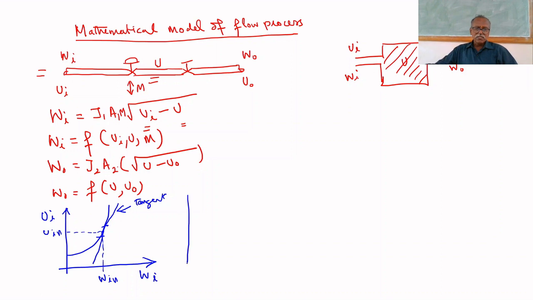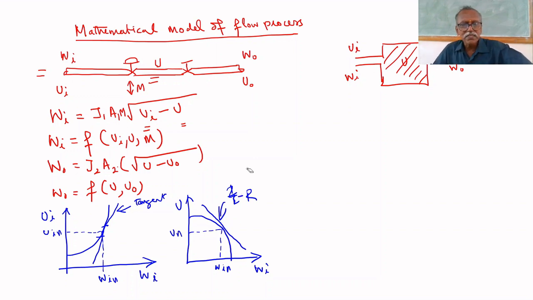Similarly, if you consider the downstream pressure, U is the downstream pressure, Wi is the flow rate. In that case, this is the relationship. If you operate at U nominal, Wi nominal, this is the relation. This is 1 by R, R is the resistance. Slope of this line is minus R. Slope of this line is Ri.